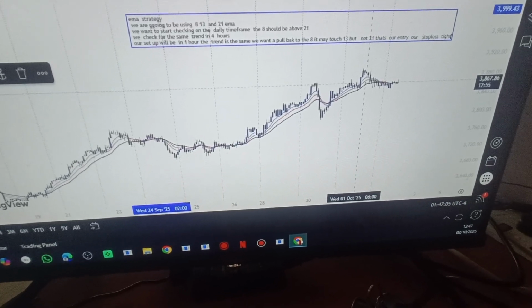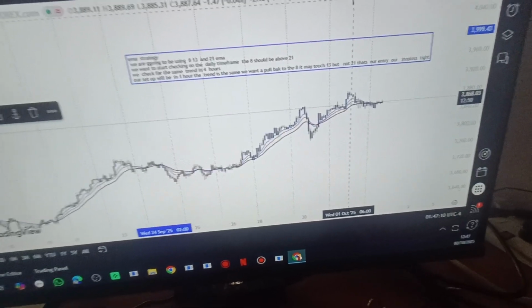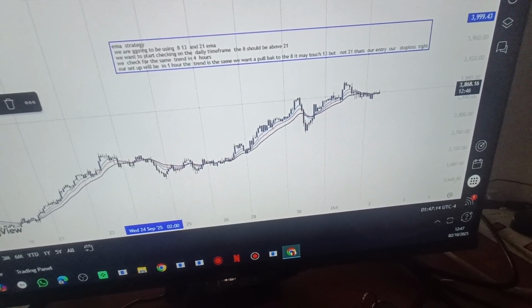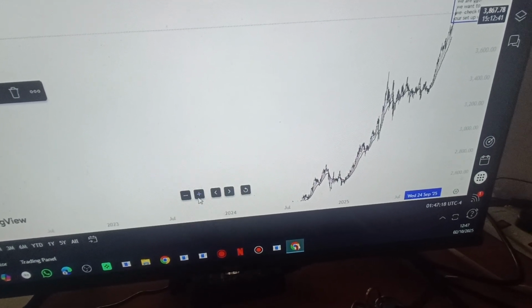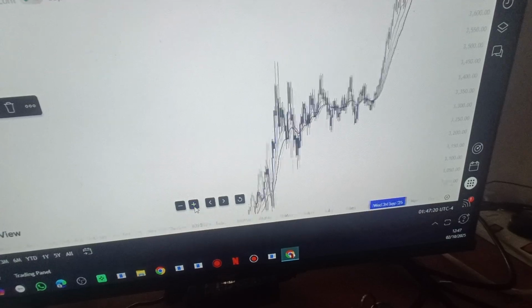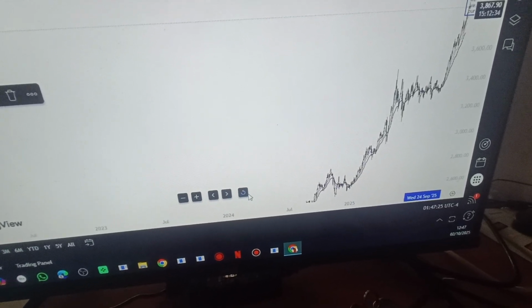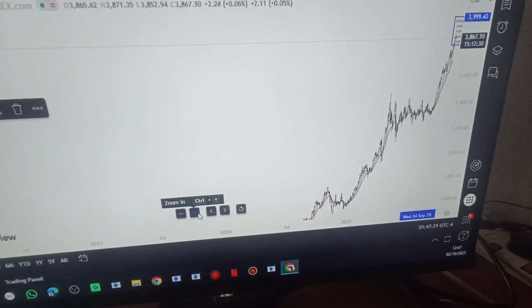So what are we going to do first? We are going to be looking at our daily. So we go to the daily. If you don't know, I'm using this platform called TradingView. You can also use this with your broker. It's not a complicated thing. You can put the EMA with your broker, so it's not something complicated.